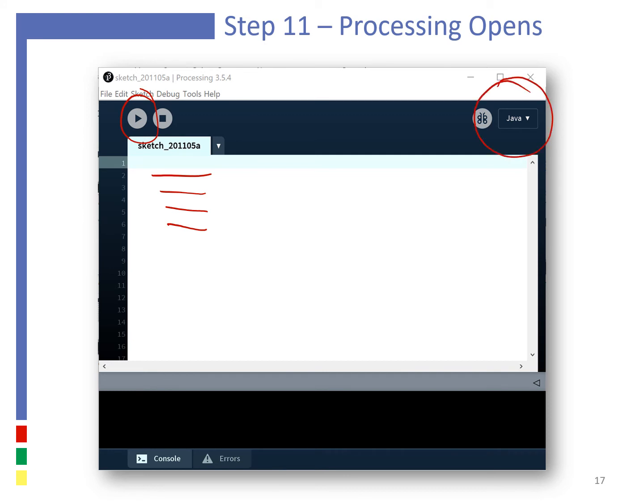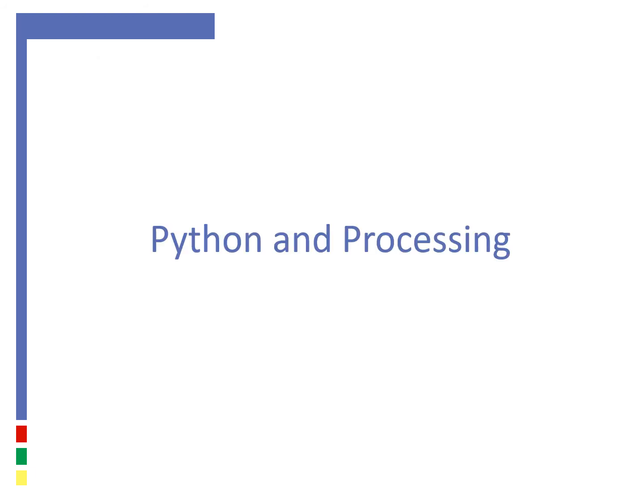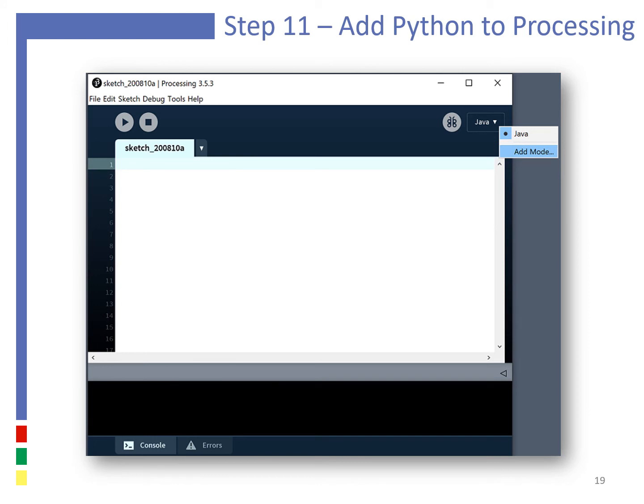But this is a Python course. We have Java as default, and we will want to change that to Python. So how do we do this? So we're going to run through the steps now on how to use Python with processing. So the first thing that we do is we click on this Java button here, and there is an add mode. You will see an add mode option popping up.